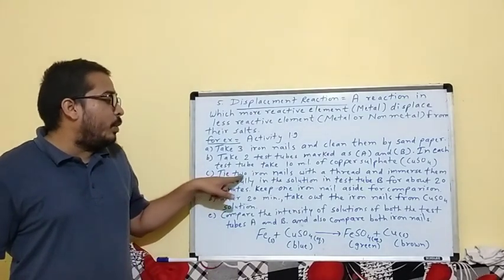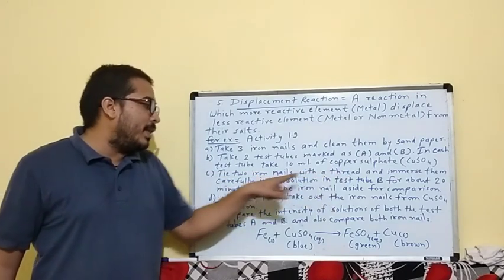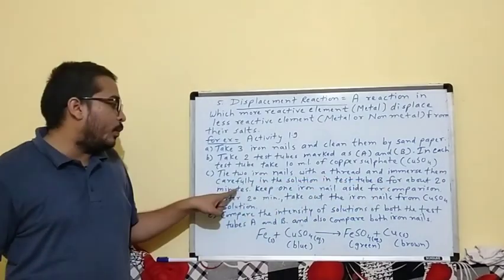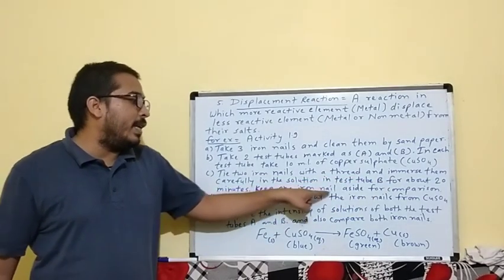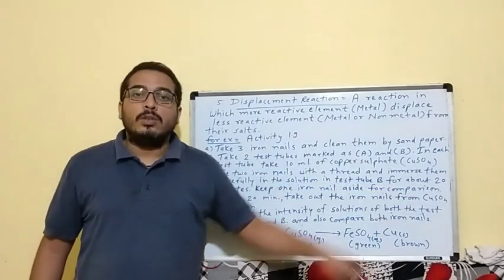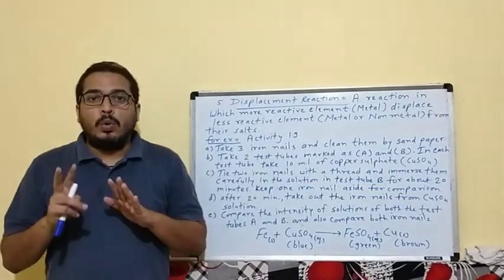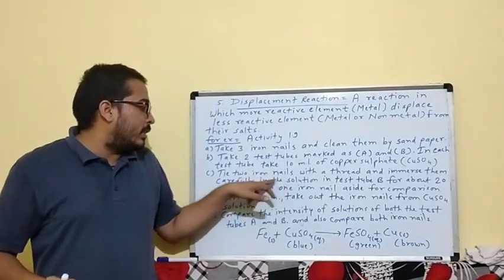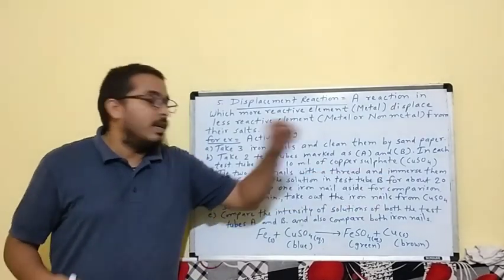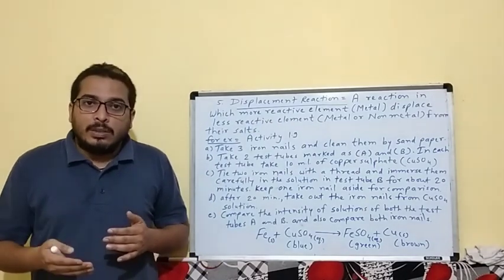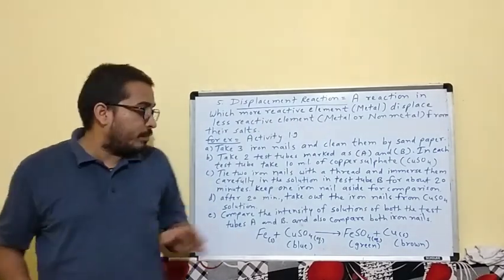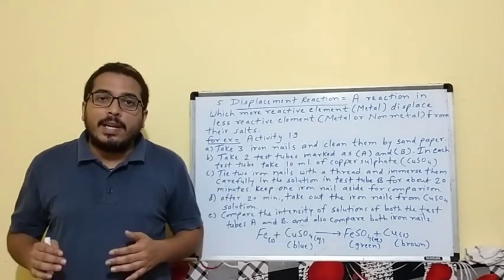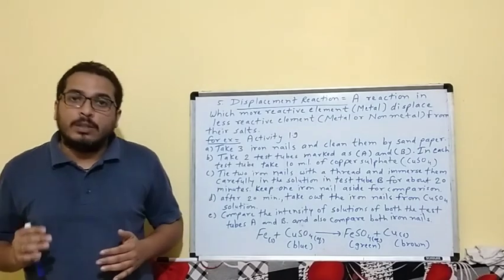Now next is tie 2 iron nails with a thread and immerse them carefully in the solution in test tube B for about 20 minutes. Keep 1 iron nail aside for comparison. So of these 3 iron nails, 2 iron nails we will just hang, immerse, in the solution of test tube B. Now next point, after 20 minutes take out the iron nails from that copper sulfate solution.